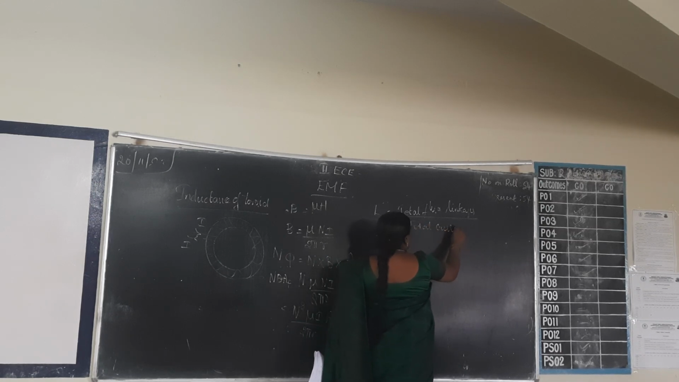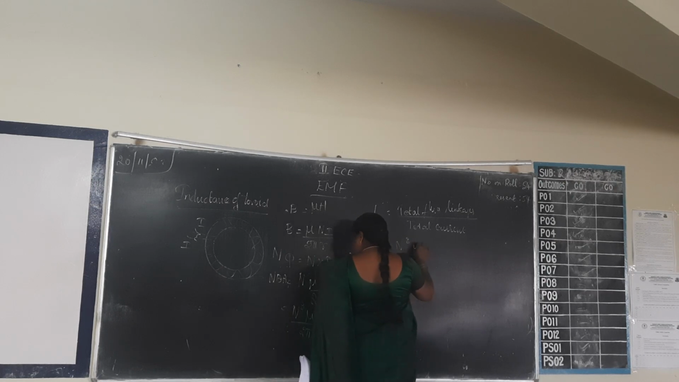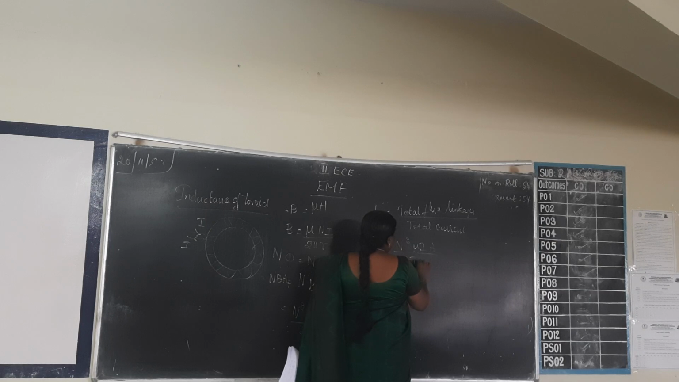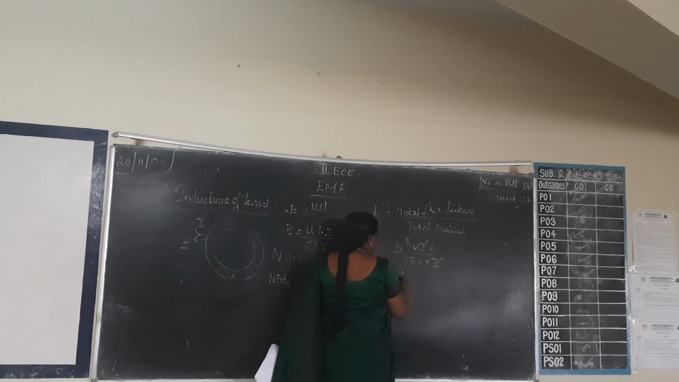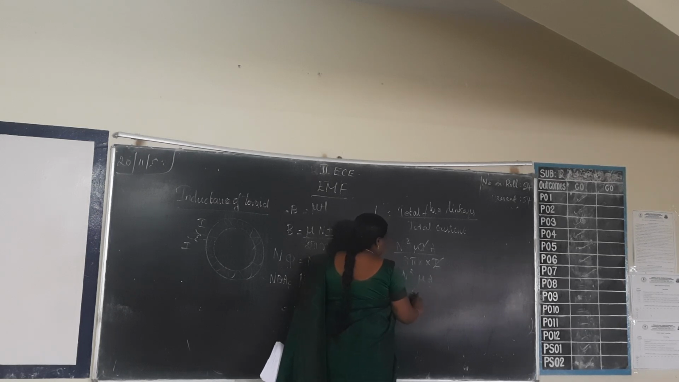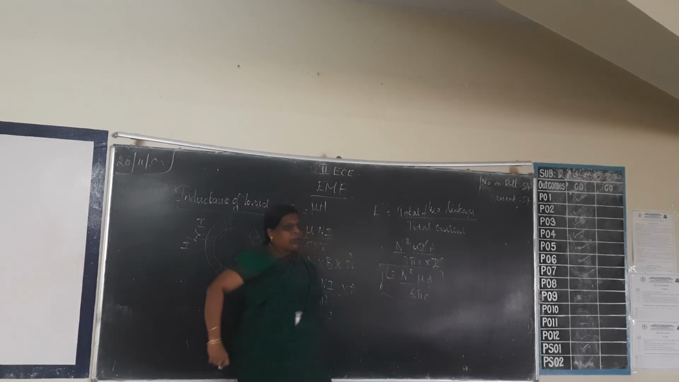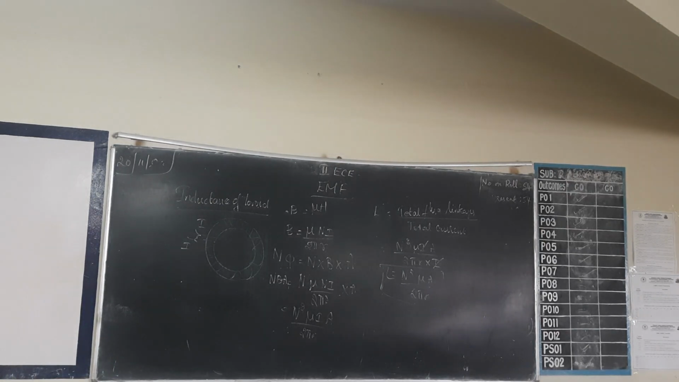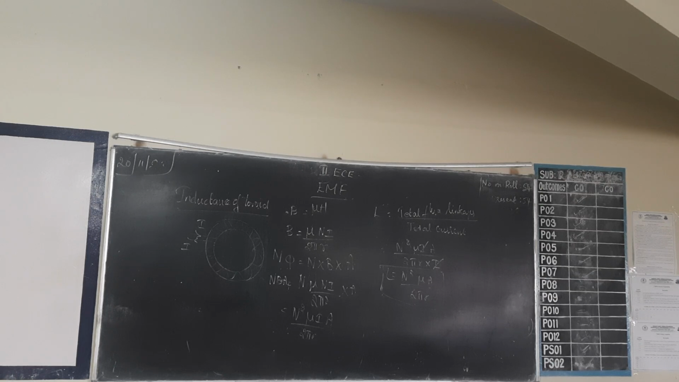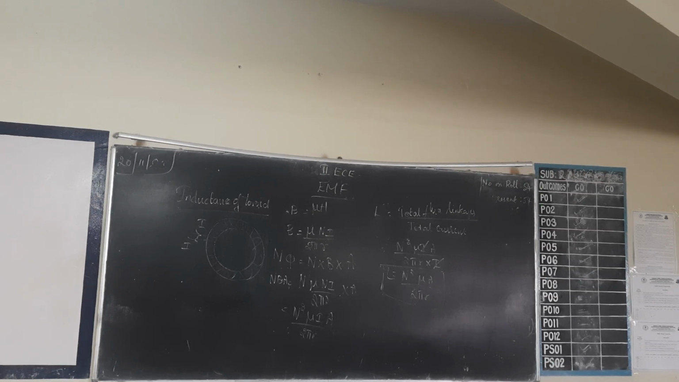So what is the total flux linkage given? N squared mu i A divided by 2 pi r, and the total current is given as i. What can be cancelled? i and i will be cancelled. We find it as N squared mu A divided by 2 pi r. This will be the inductance of a toroid. What is the formula for the inductance of a toroid? L is equal to mu N squared A divided by 2 pi r. Is it clear? Any doubts?